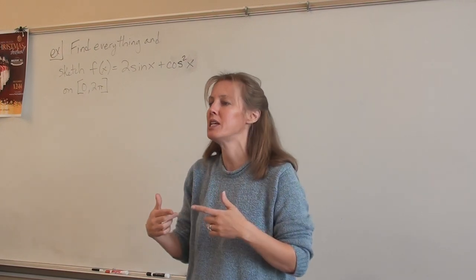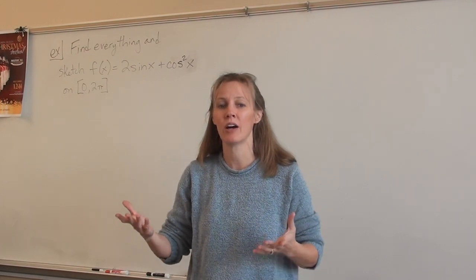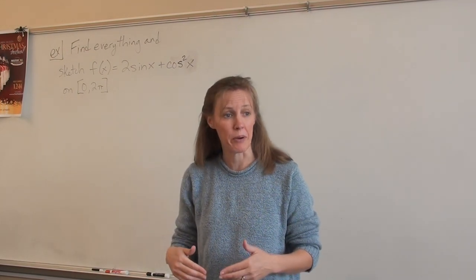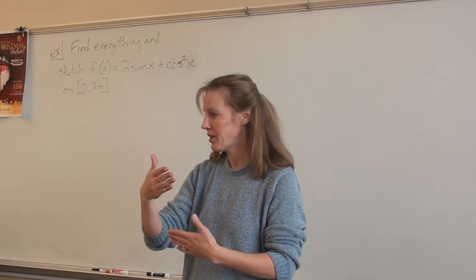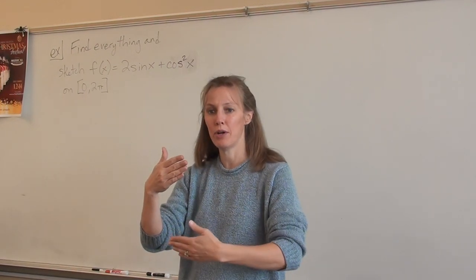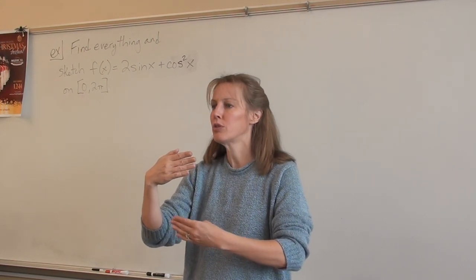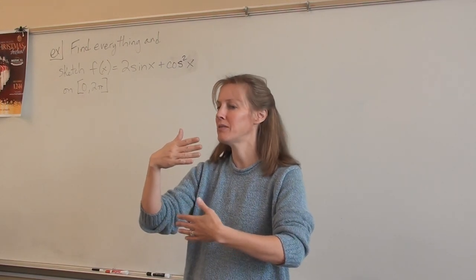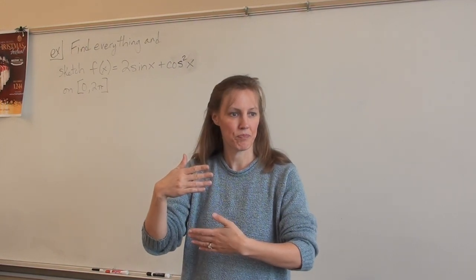Tangent, cotangent, secant, and cosecant are undefined whenever you divide by 0. So, for example, tangent is sine over cosine. Whenever cosine is 0, tangent is undefined. Does that make sense? So, cosine is 0 at pi halves, 3 pi halves, so tangent is undefined at pi halves and 3 pi halves.